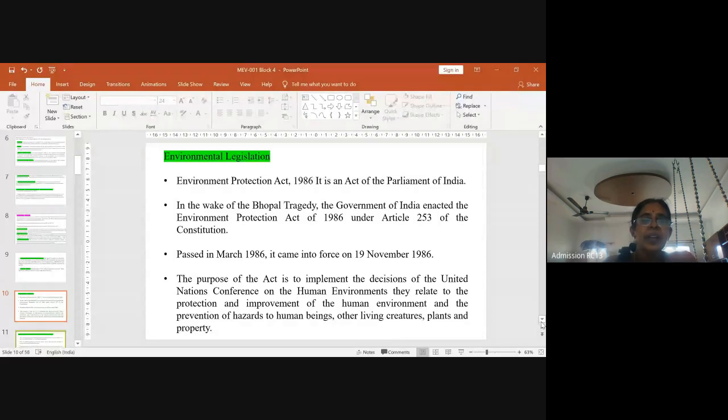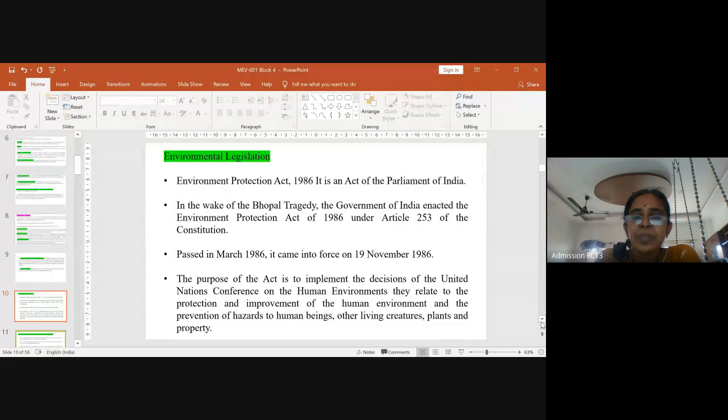Next one is environmental legislation. What is legislation? Laws, rules and regulations. It is an act of Parliament of India. When the Bhopal tragedy broke out, the government of India enacted the Environmental Protection Act under Article 253 of the Constitution. It was passed in March 1986 and came into force on 19th November 1986.